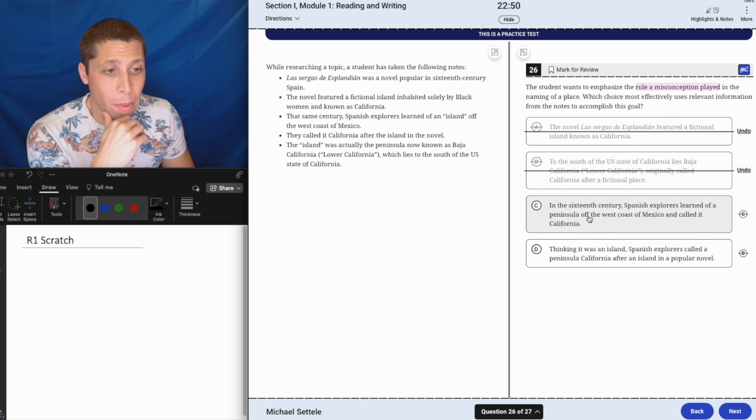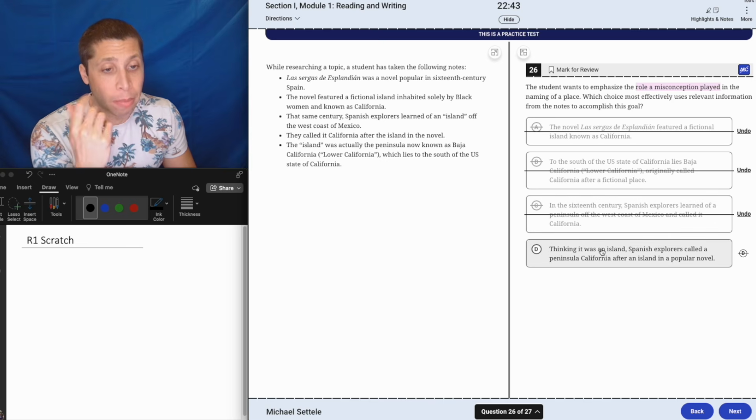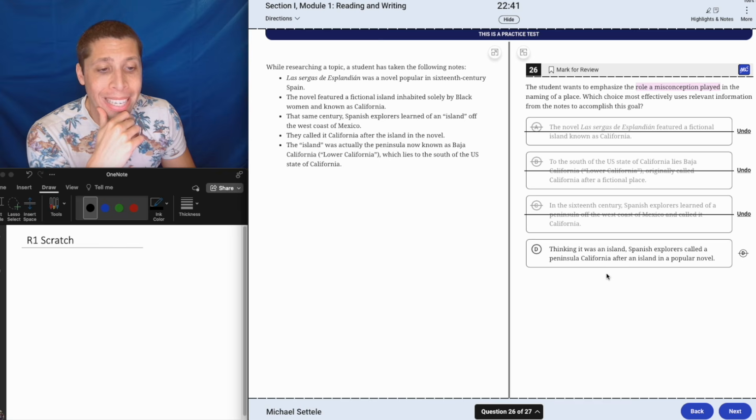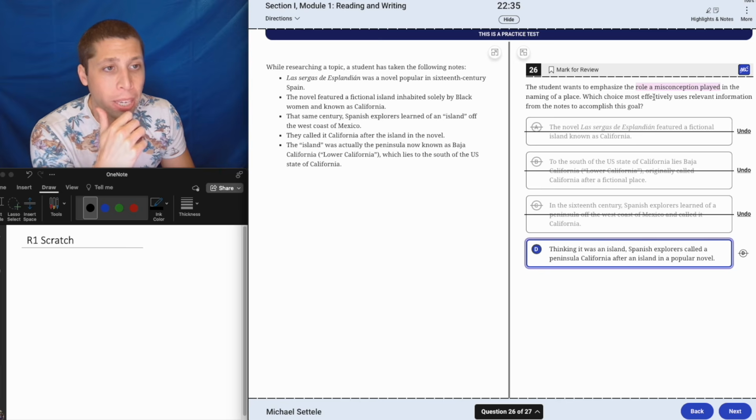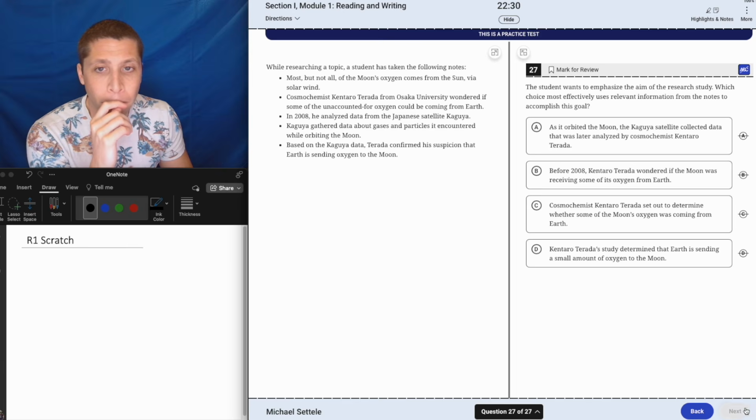In the 16th century, Spanish explorers learned of a peninsula off the west coast of Mexico and called it California. No misconception. Thinking it was an island, that's a misconception. Spanish explorers called a peninsula California after an island in a popular novel. So there you go. All right, the misconception is they thought it was an island, but it's actually a peninsula. So you gotta know what misconception means, I guess, but there you go. No need to go to the bullet points here.